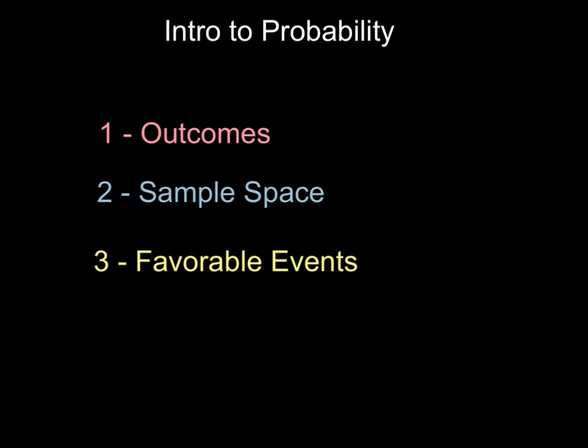Today we're going to be talking about three different parts about probability. Remember, this is an intro, so it's a prequel. We aren't actually going to be finding any probability just yet, but we need to know these three terms: outcomes, sample space, and favorable events.